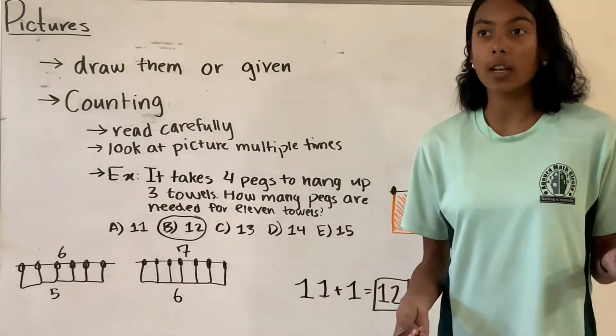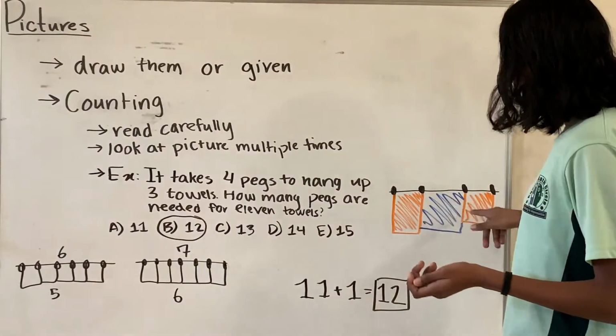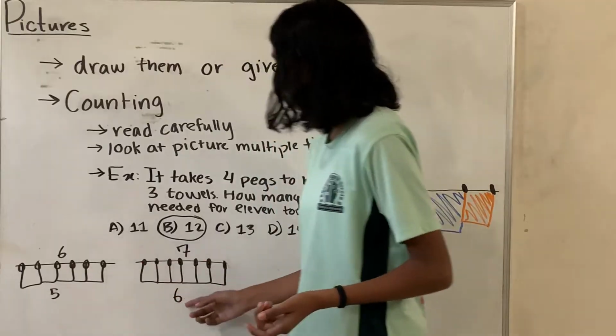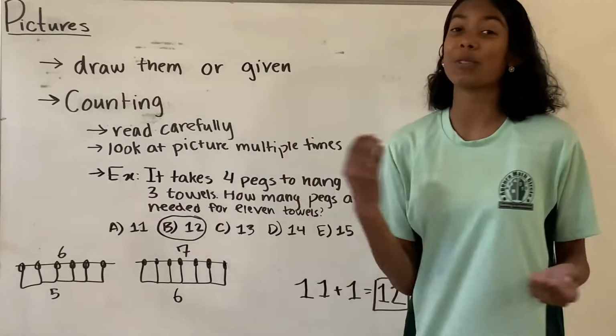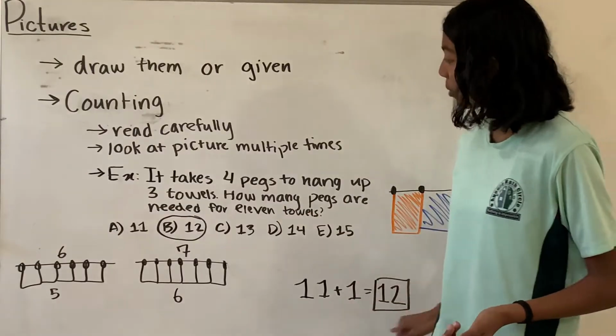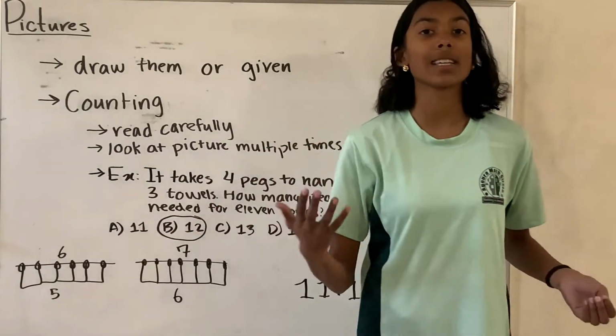So if we try to find a pattern, we can notice there's 3 towels and 4 pegs. 3 plus 1 is 4. 5 plus 1 is 6. 6 plus 1 is 7. So we have to do 11 plus 1, which is equal to 12. So our answer is B.